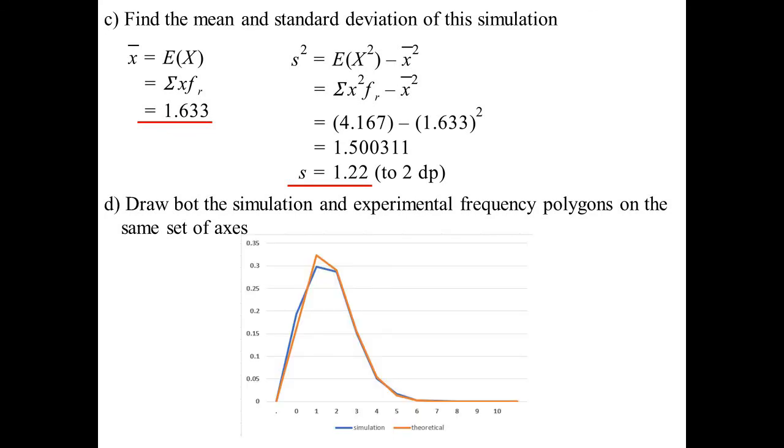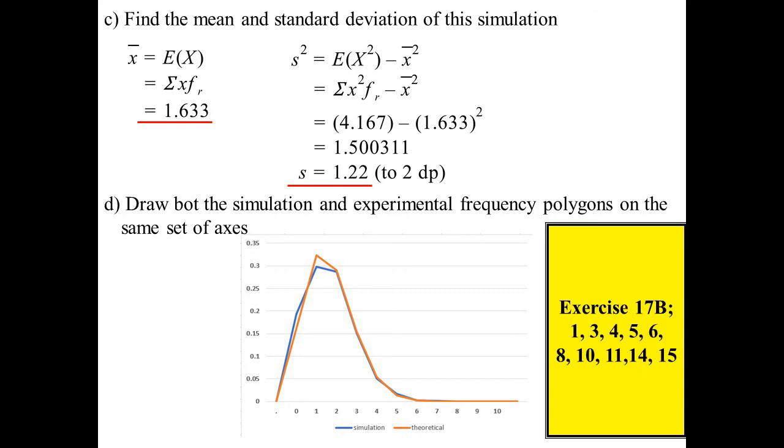Okay, the blue one is the simulation we just did. The orange one is the theoretical probabilities. You can see, repeating it 1,000 times, it's not that far off the theoretical. Remember, in probability, the more times you do it, the closer and closer your experimental comes to be theoretical. So that wasn't a bad match. All right, 17B.